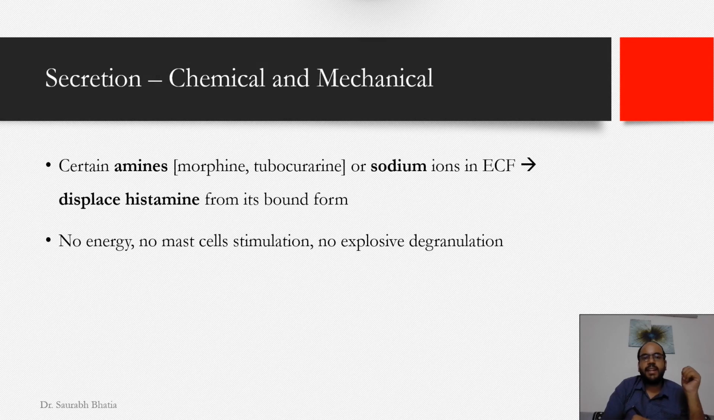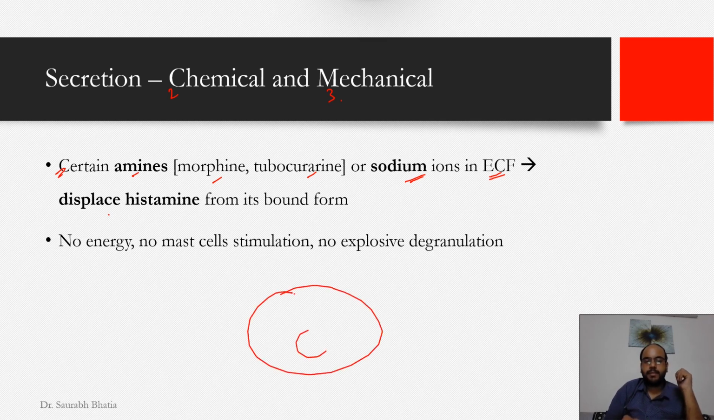Now this is the second and the third method, the chemical and the mechanical trigger for histamine release. So certain amines like morphine or tubocurarine, or in fact just sodium ions in the extracellular fluid, can displace histamine from its bound form. Now remember that you have a mast cell, and a lot of histamine in the granules, and that is known as bound histamine.